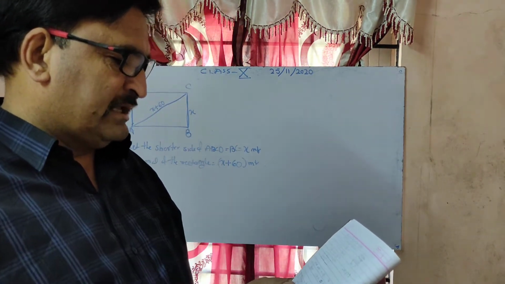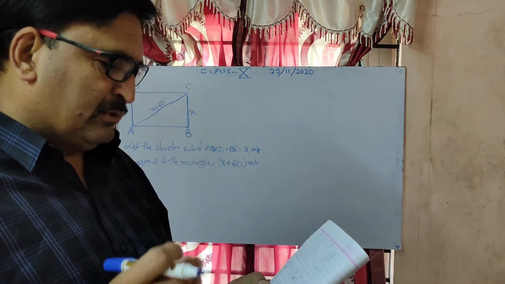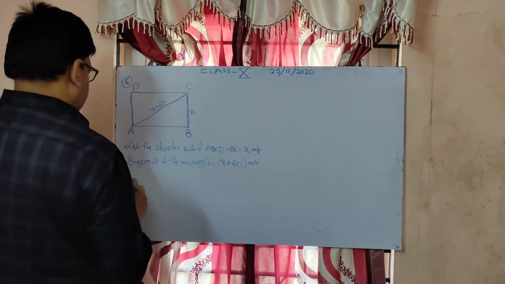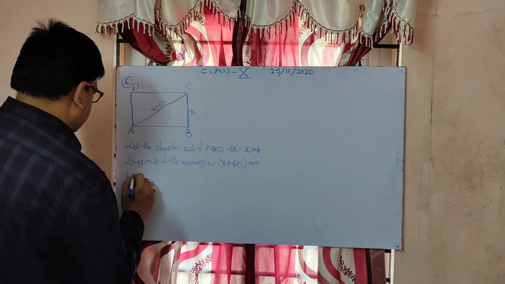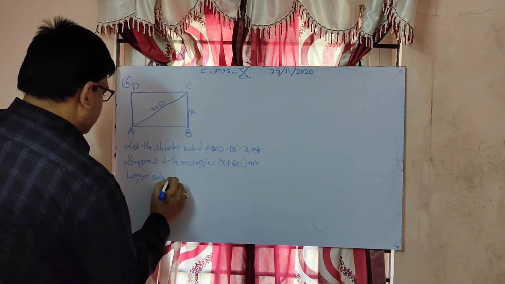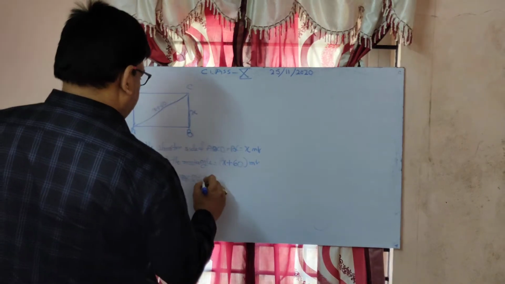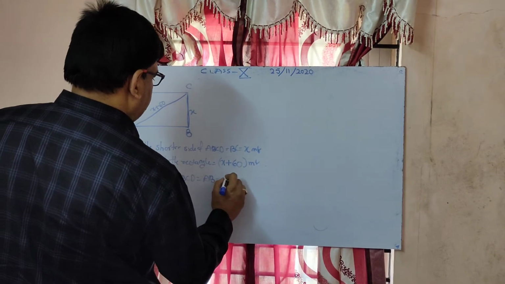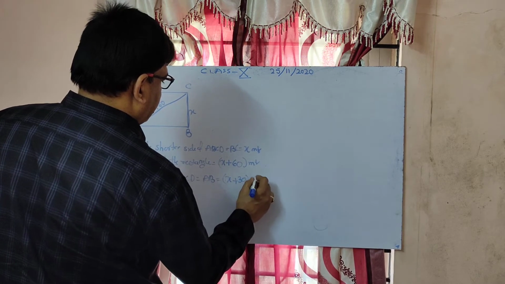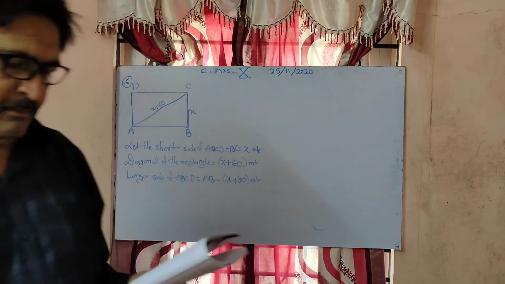The longer side is 30 meters more than the shorter side. Now the longer side is this AB. The longer side of ABCD, that is AB, is equal to X plus 30 meters, more than the shorter side.